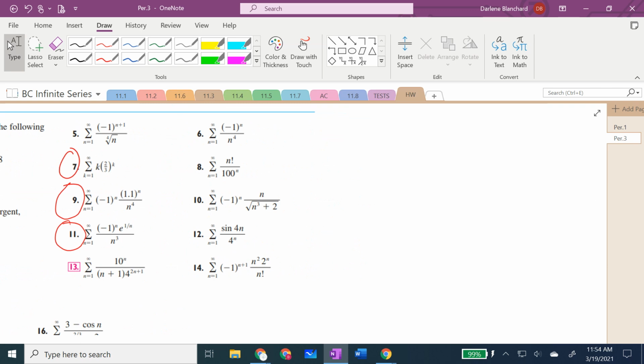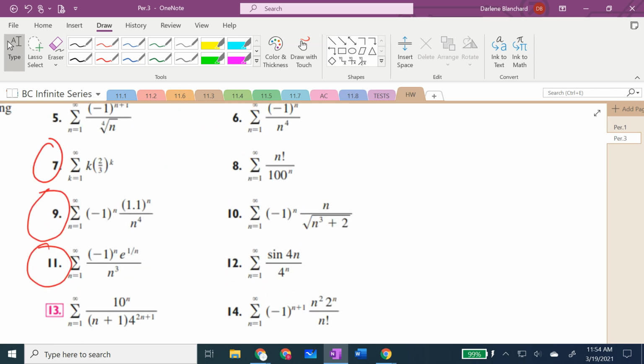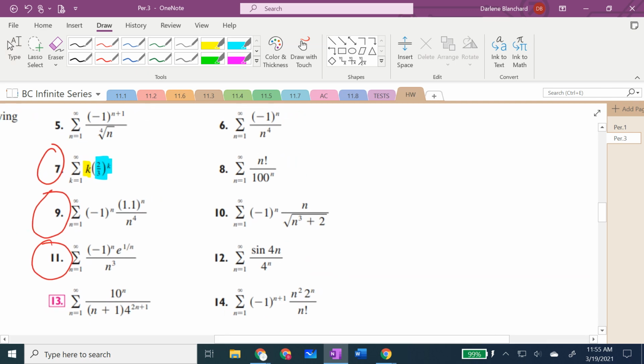Okay, so I'm trying to determine absolute convergence, conditional convergence versus divergence. But what I would tell you is there's only multiplication going on. And when you've got multiplication between different types of things, ratio test is what you want. And ratio test, if it works for converge, makes it absolutely convergent and you're done. So I would use ratio test on this problem.